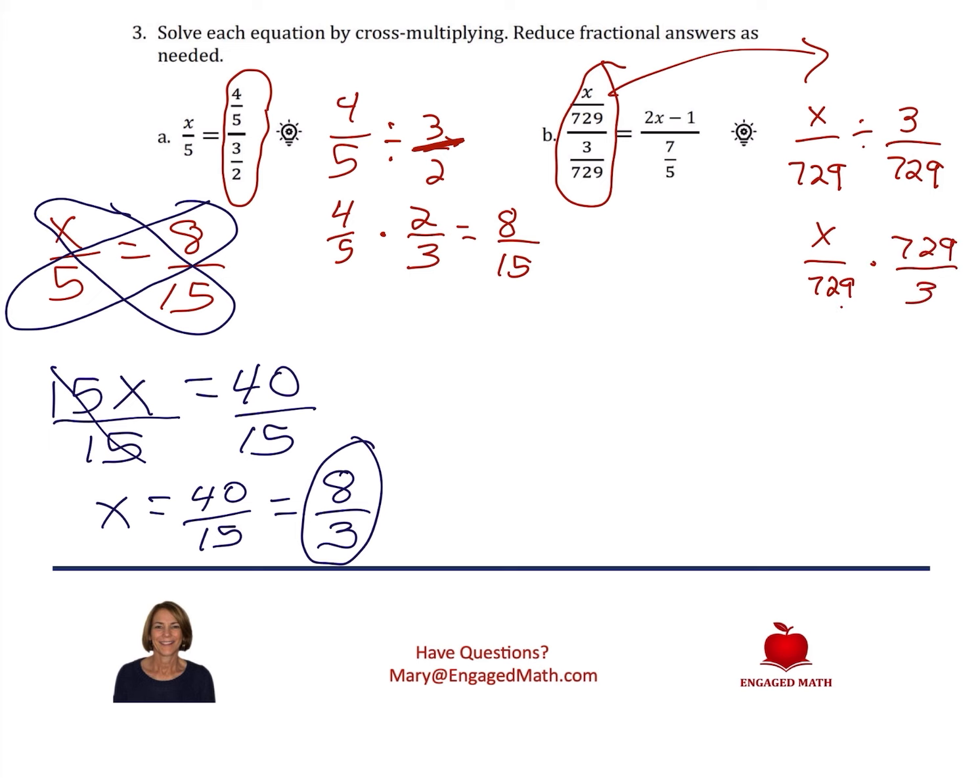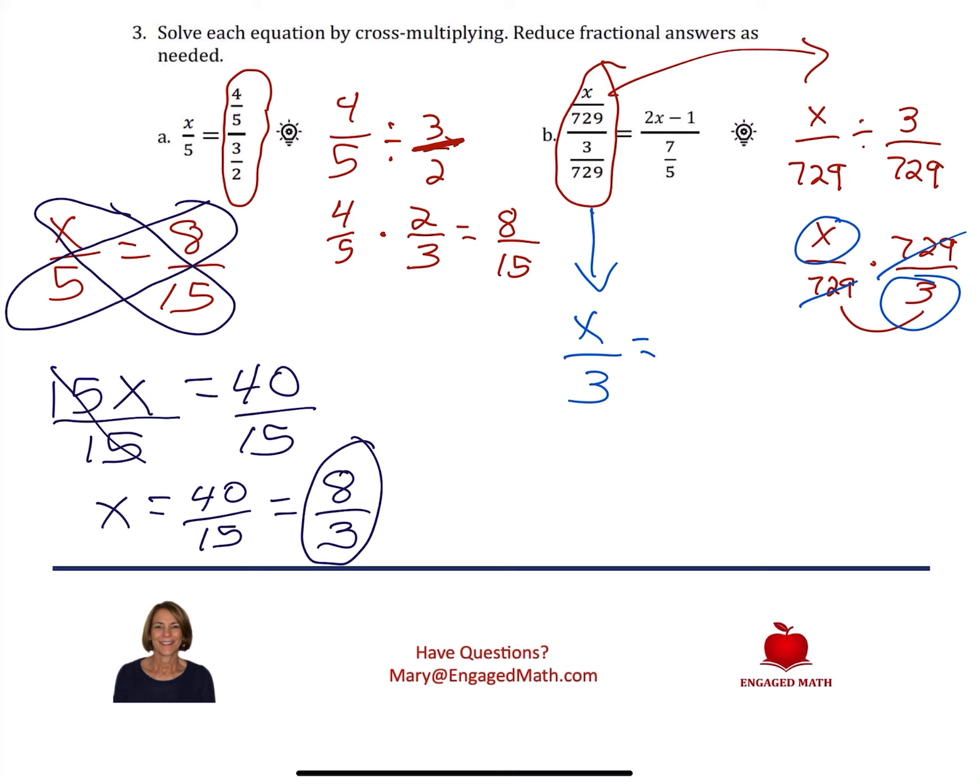You never want to have to do all this work of doing 729 times 3, because when we multiply fractions, if there is a numerator and a denominator that would get multiplied together at some point, we can just cancel them out because they have a value of 1. So the entire left-hand side of that problem is simply x over 3, because all we have left is the x in the numerator and the 3 in the denominator. So now we have x over 3 equals 2x minus 1.